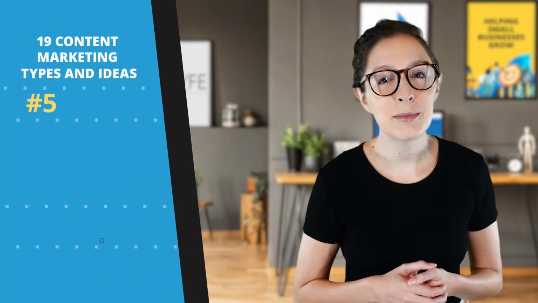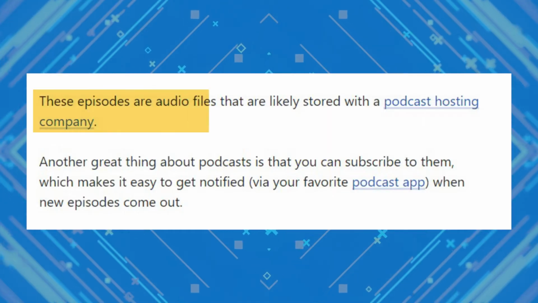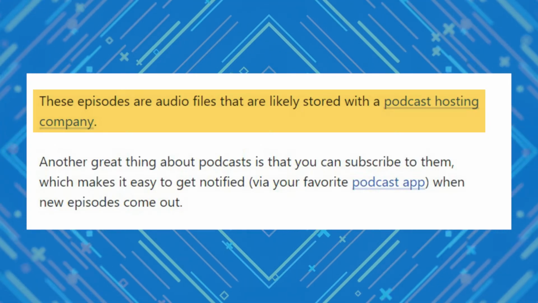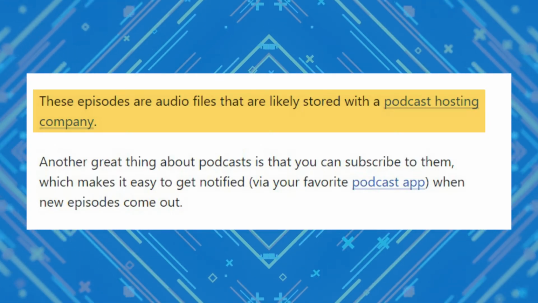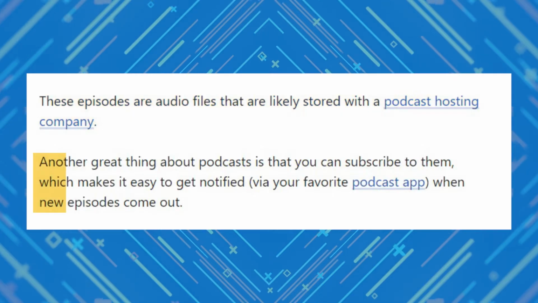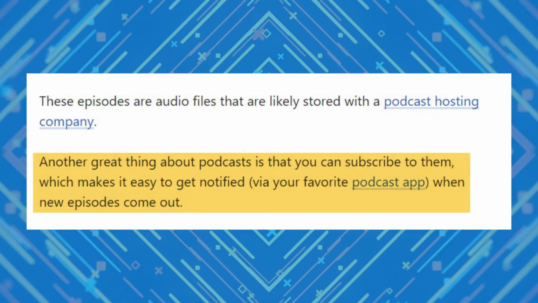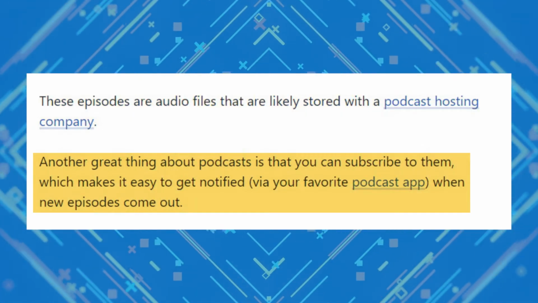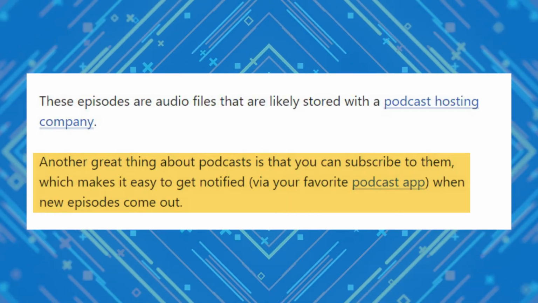All right, content type number 5 is podcasts. A podcast is a series of episodes. These episodes are audio files that are likely stored with a podcast hosting company. Listeners can subscribe to them, which makes it easy to get notified via your favorite podcast app when new episodes come out. Podcasts can be about anything. They can be recreational or educational, serious or fun, and so on.